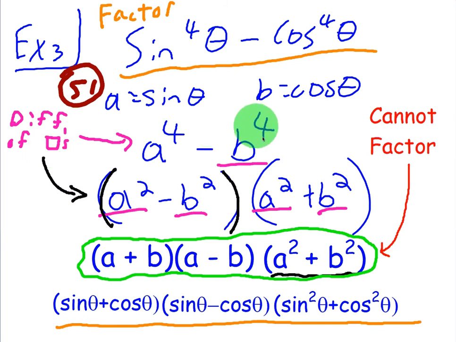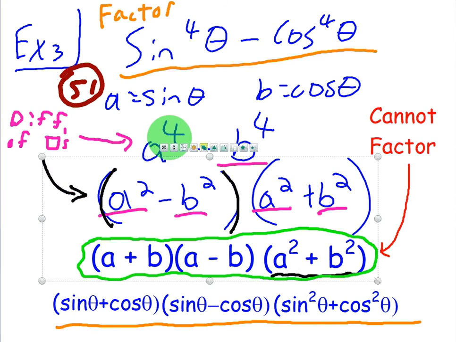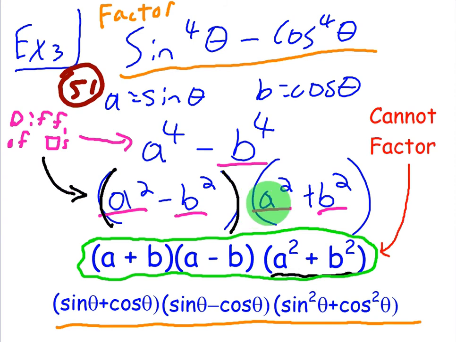Since these are even powers, we can factor this down using the difference of squares to a squared minus b squared, a squared plus b squared. These powers come simply by cutting the 4 in half. So if it was a to the 6 minus b to the 6, it would be a cubed minus b cubed, a cubed plus b cubed, since that's half of 6. So now we have a squared minus b squared, a squared plus b squared.